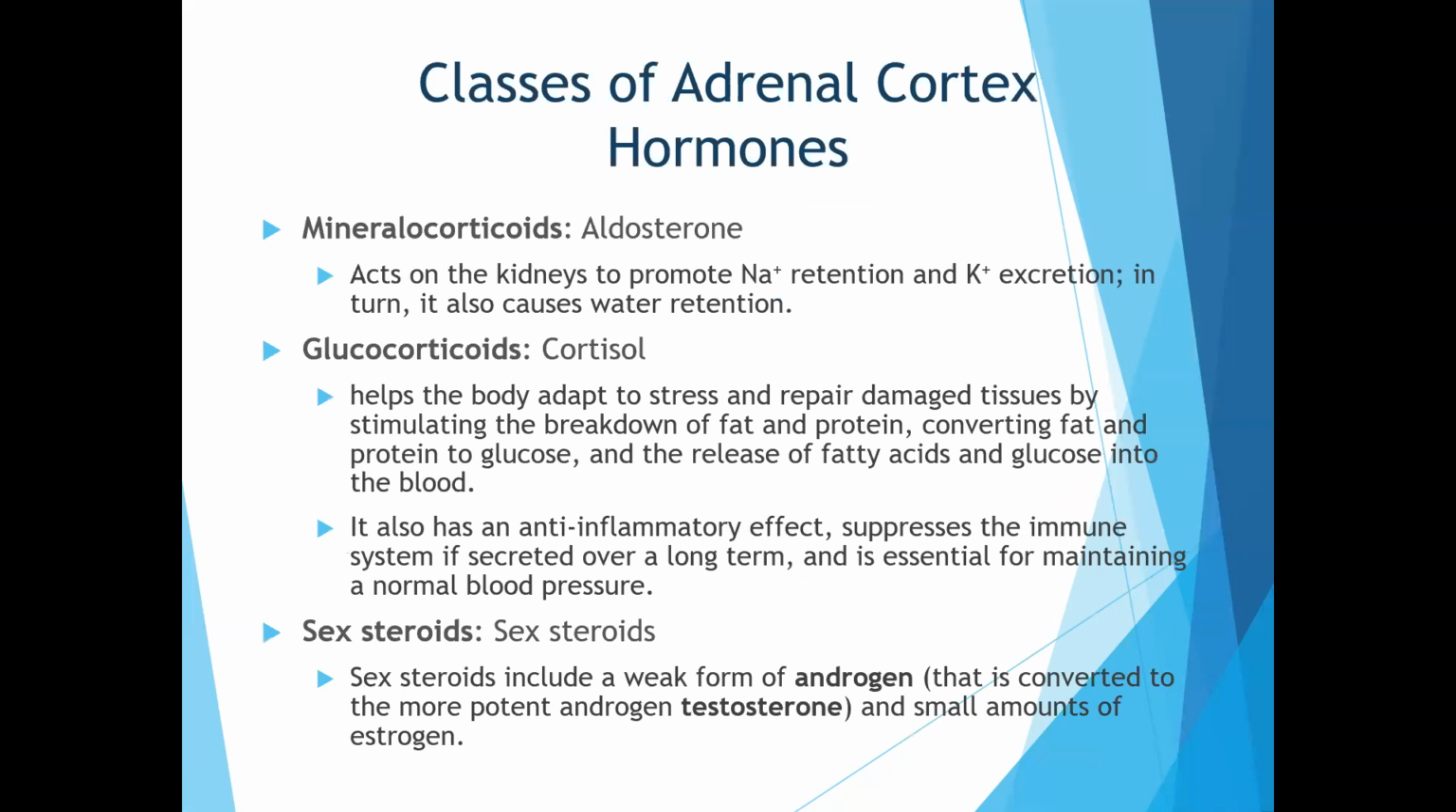Our glucocorticoid, our primary one, is cortisol. So this is our stress hormone. It helps us adapt to stress. It also is part of the process for repairing damaged tissue. And it causes the release of glucose, or conversion of glucose from glycogen as well as from amino acids.